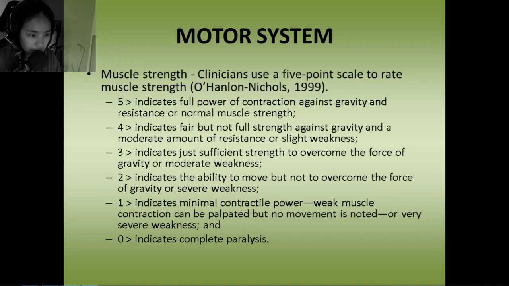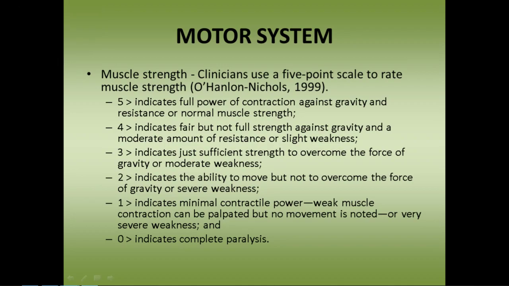Next, let's go to your motor system. In your motor system, we try to rate the muscle strength of our patients. Usually, when we try to rate the strength, we focus on the limbs of our patients. So the point system of our muscle strength would be from 0 to 5. 5 indicating full power of contraction against gravity and resistance.